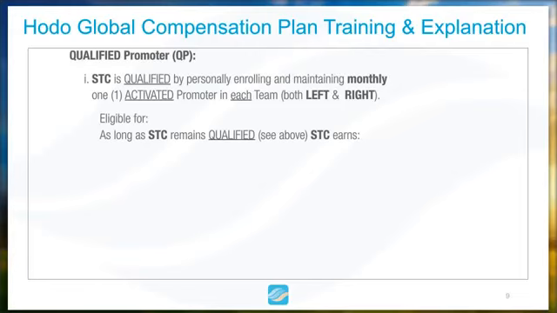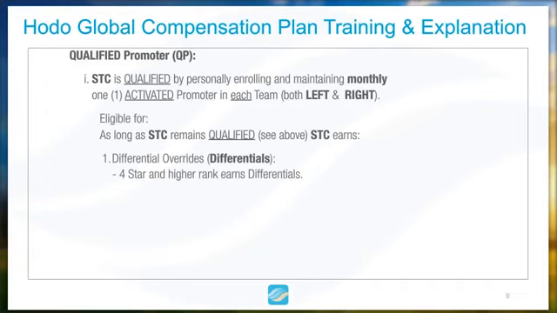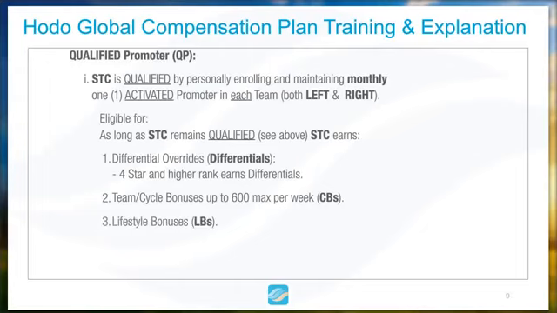Okay, as long as that STC, that tracking center, stays qualified, there are all these extra bonuses. We have differential overrides, which we'll explain in a moment. We have the team cycle bonuses up to 600 max per week, lifestyle bonuses, and matching bonuses.